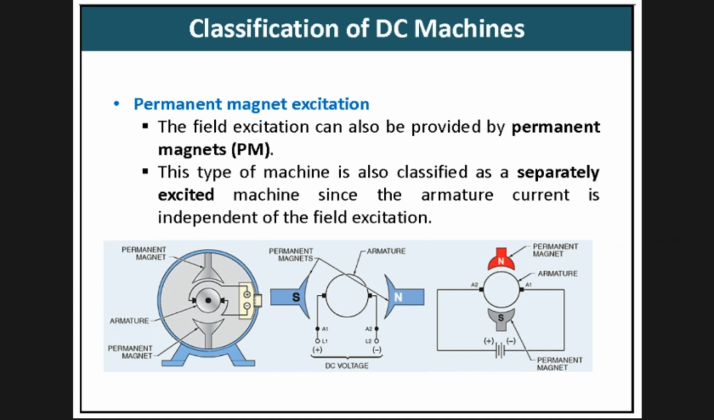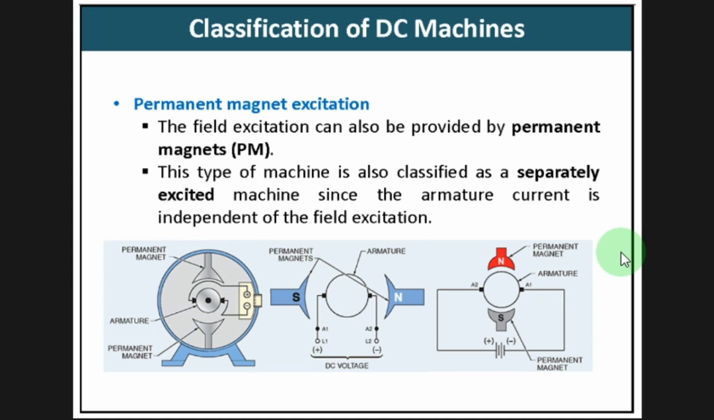And then finally we talk about the permanent magnet excitation, where instead of making the magnetic field using an external DC source, we can use a permanent magnet to provide the required magnetic field for the machine. So then they are called permanent magnet excitation, and it is classified as separately excited because the field strength is independent from the armature current, right? So the excitation is independent from the armature current.